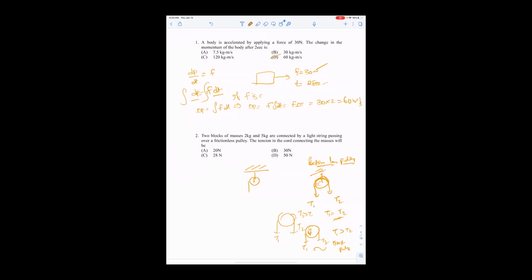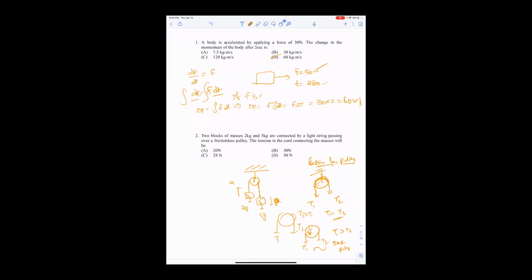So one is how much? 2 kg, and the other one is 5 kg. So which one will go down? Obviously 5 will go down, with acceleration a. If 5 goes down with a, if this rope goes down with a, this will go up with a. What is the weight of this? 5g. What is the weight of this? 2g. So how to solve this?